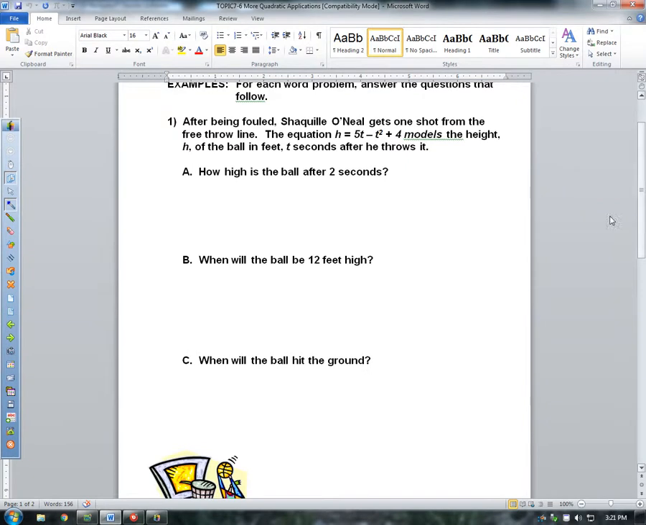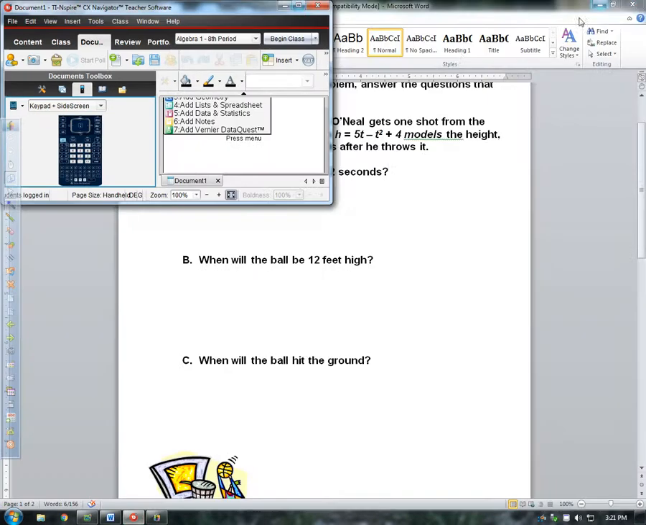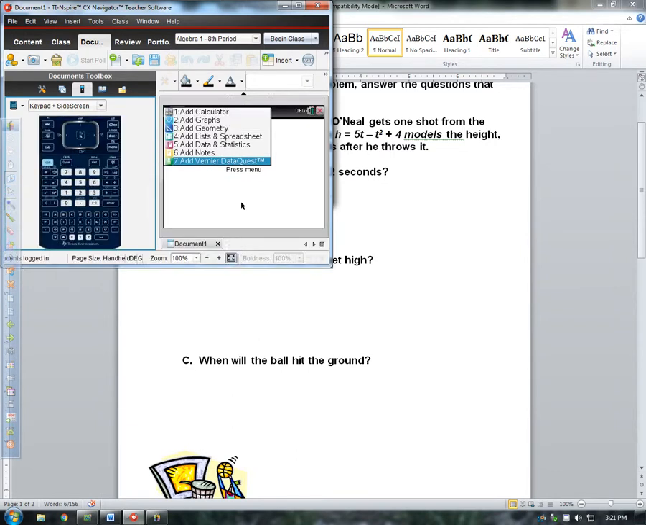After being fouled, Shaquille O'Neal gets one shot from the free throw line. Here's his equation, and it models all of these things. So the first thing I want to do is change that to x and y and put it in my calculator. For the sake of doing this, I'm going to make this a smaller screen for just a minute, and we're going to stretch it this way so we can get a full screen.